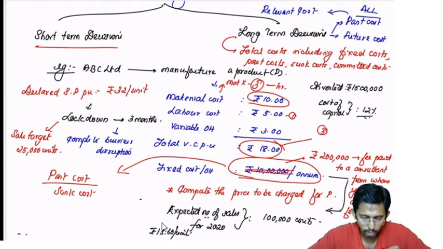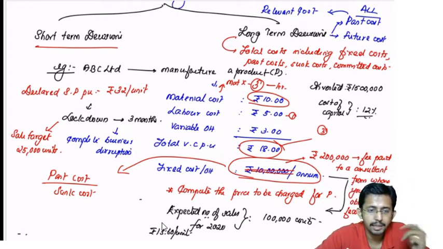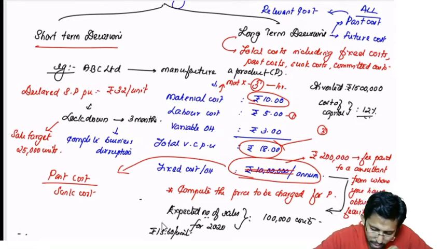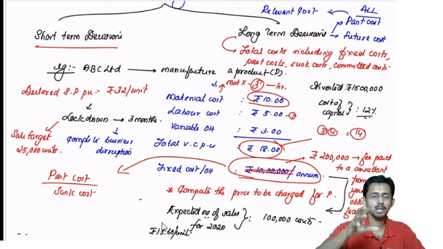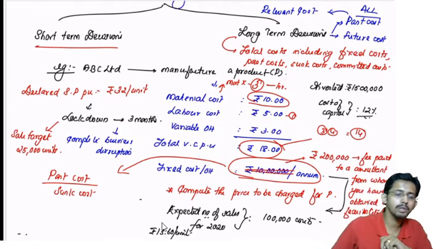Is it clear? So what happens? 3 from material gone, 1 from labor gone. So out of variable cost, 4 rupees gone. So what is the actual relevant cost out of this variable cost? It is only 14 rupee per unit. Is it clear? So out of 18 rupees variable cost, only 14 is actual relevant cost for this particular 3 months.